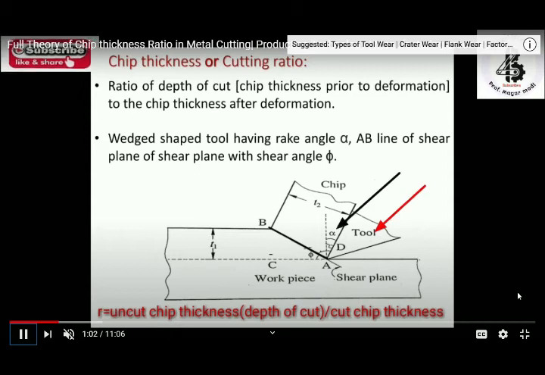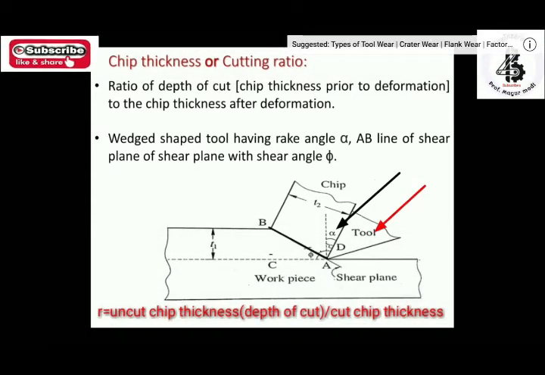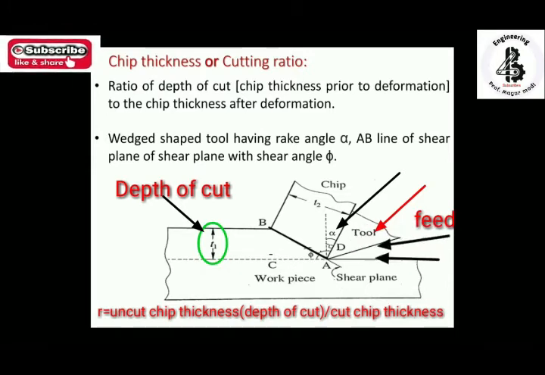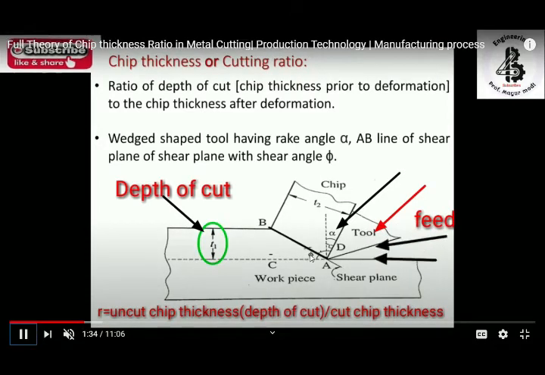Wedge shaped tool having rake angle alpha, AB line of shear plane will be the shear angle. Shear angle is given by tan phi. Tan phi is equal to R cos alpha divided by 1 minus R sin alpha. How do we get this? Here also arrow marks are showing on the figure that the depth of cut is T1 and T2 is after cut, phi is the shear plane angle, alpha is the rake angle.